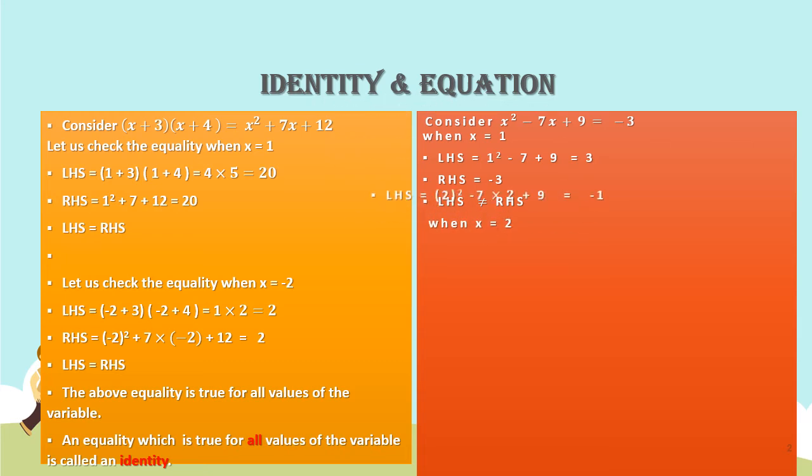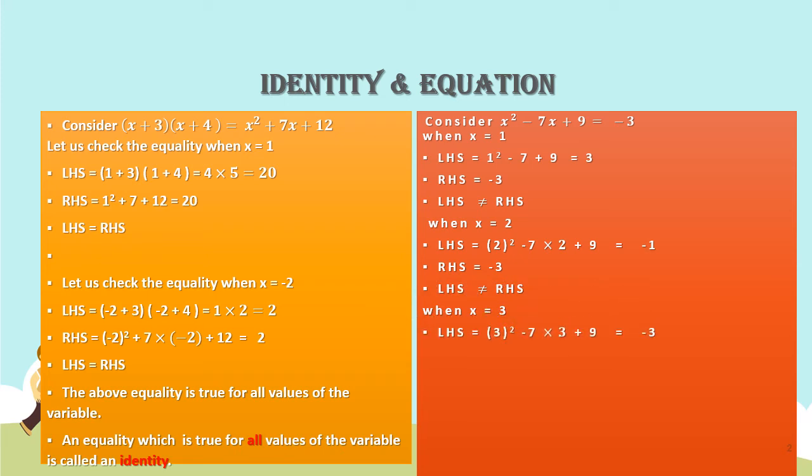So x is given the value 2 and the LHS becomes 2 squared minus 7 into 2 plus 9, which is equal to minus 1. For the RHS, it's already given as minus 3. So here also the left hand side is not equal to the right hand side. Let us try with x equal to 3 and see what happens. Here the left hand side equals 3 squared minus 7 into 3 plus 9, which gives the value minus 3. And the right hand side is equal to minus 3.